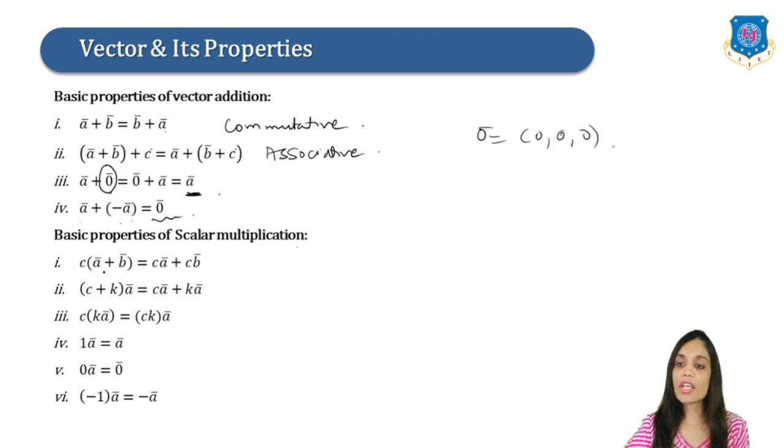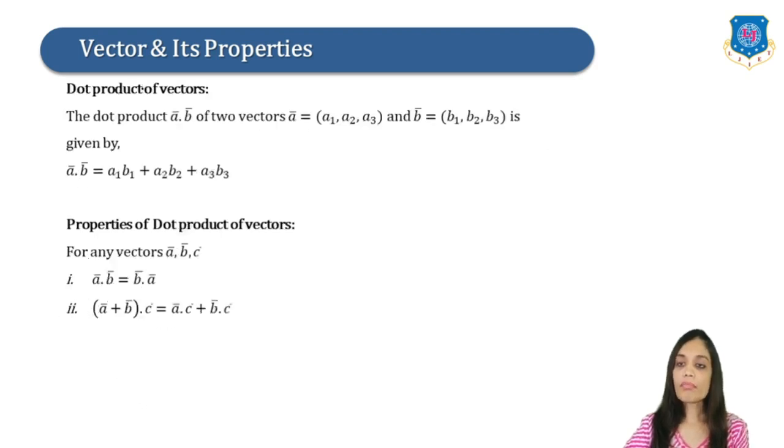So c times a bar plus b bar is equal to c a bar plus c b bar. Similarly, if I have scalars c plus k times a bar, it can be written as c a bar plus k a bar. c into bracket k a bar can be written as c k times a bar. Similarly, this is the multiplicative identity: 1 into a bar will be a bar. 0 into a bar will be the 0 vector, and minus 1 into vector a will be what? Minus vector a bar, right?